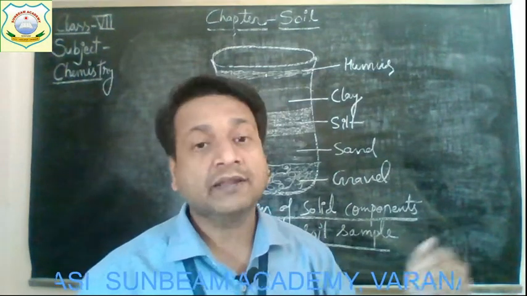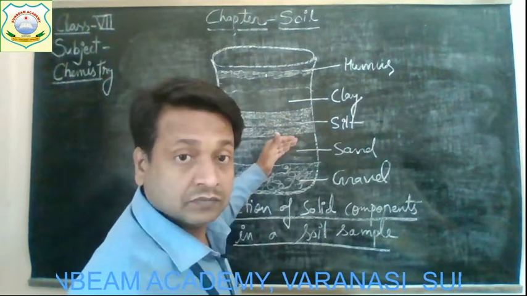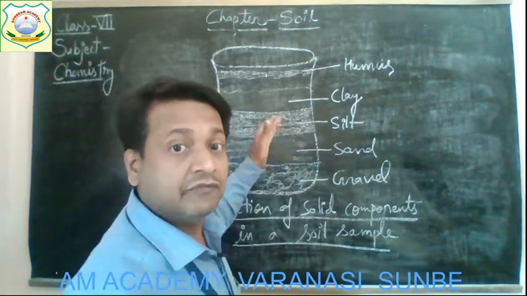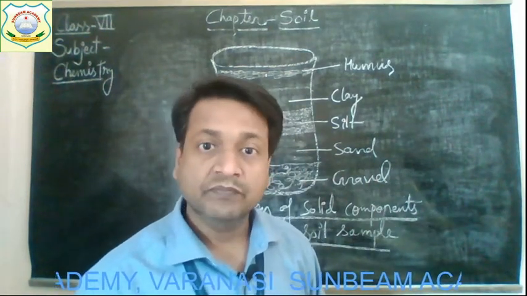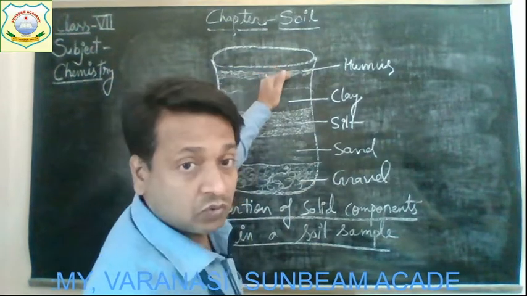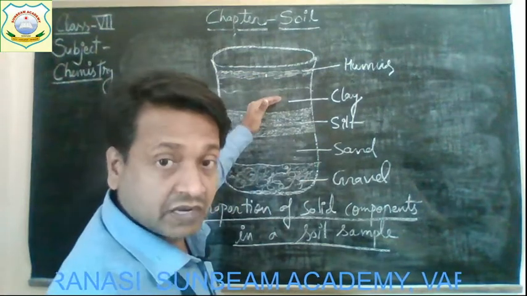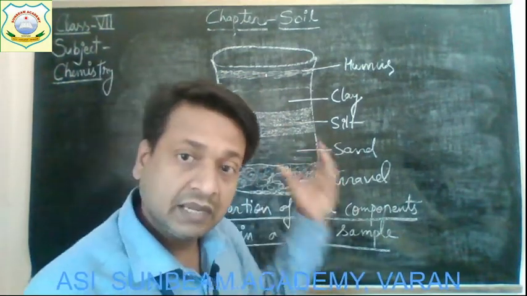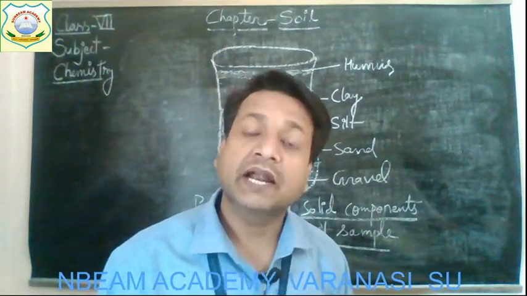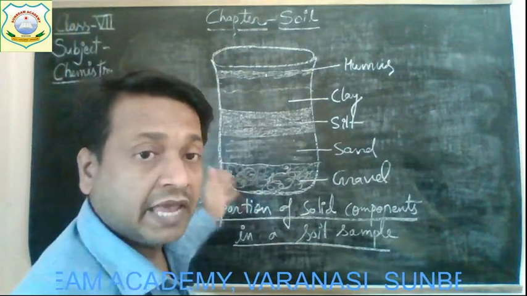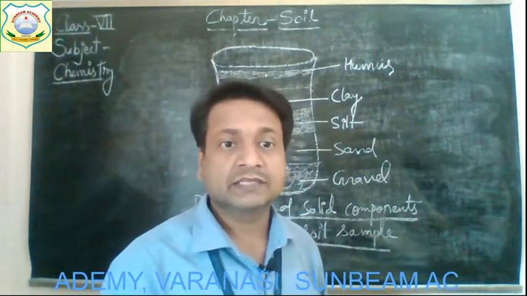Okay, their proportions are different because the particles in different places vary. In some places the amount of humus is more, in some places it is less. Some places the clay will be more whereas the silt will be less. So these particles will vary from place to place and we can understand this simply by performing this activity. Got it, children? Now come to the next.